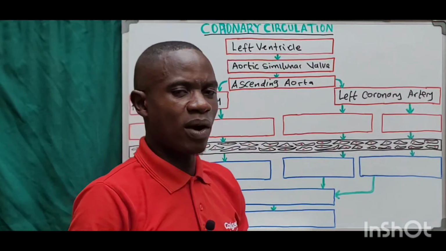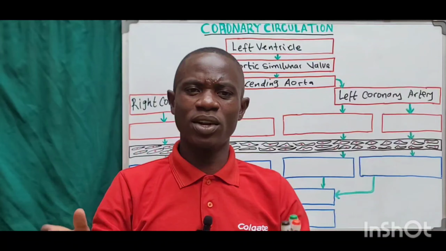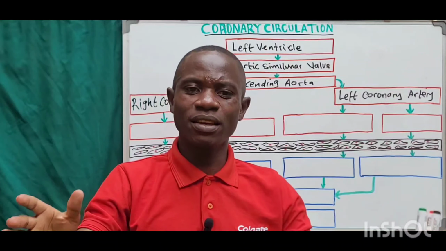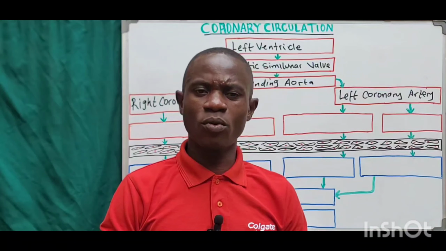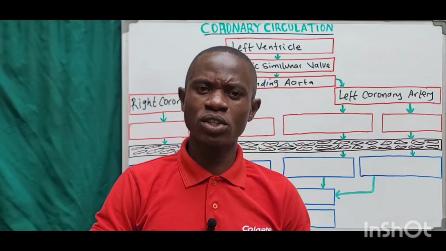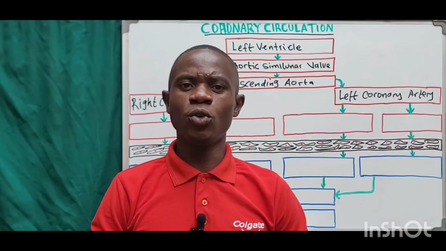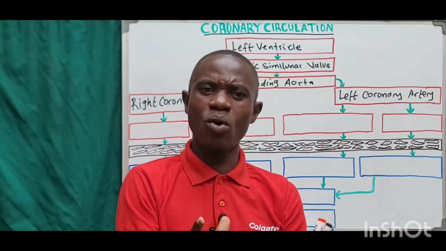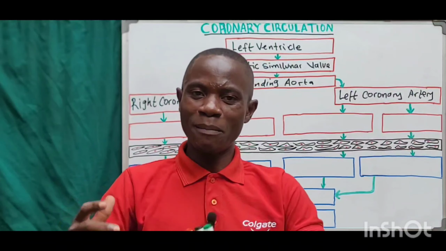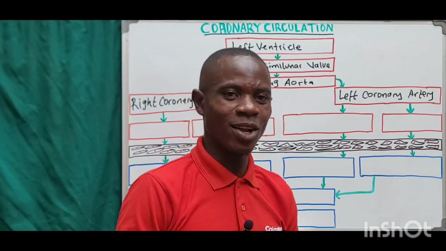Okay, so now we're going to see how the coronary arteries branch further to make sure that the entire myocardium of the different parts of the heart gets supplied with oxygen-rich and nutrition-rich blood. And at the end of it all, we need to drain the deoxygenated blood back into the heart chamber, which we call the right atrium.